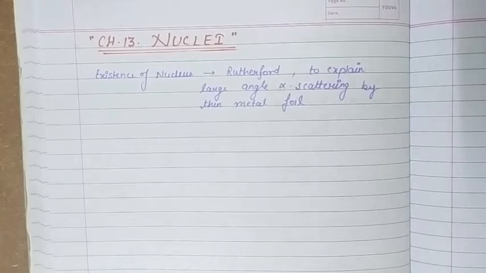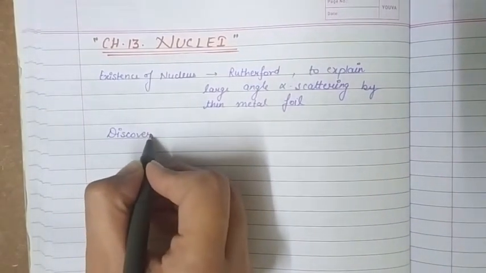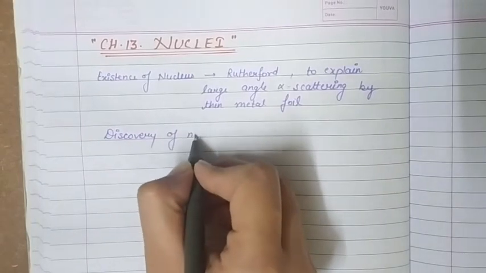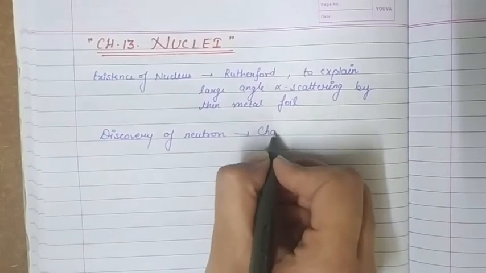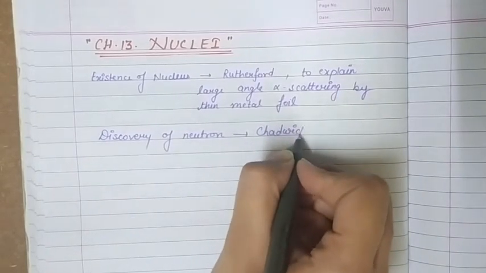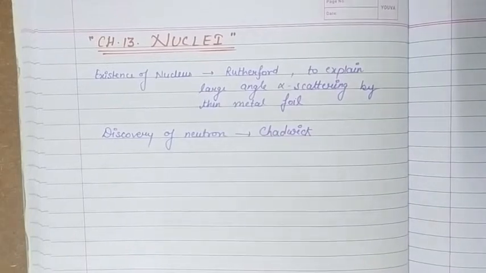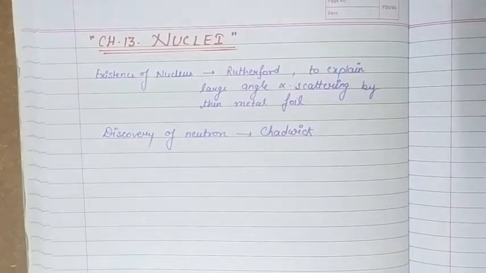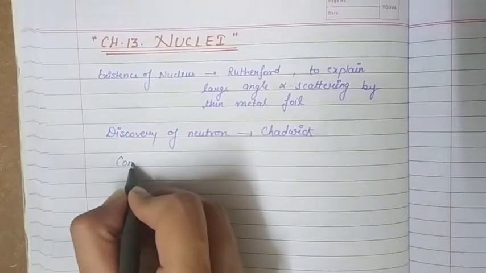After this, Chadwick discovered neutrons. So the discovery of neutrons was done by Chadwick. After the discovery of neutron by Chadwick, Heisenberg proposed the proton-neutron hypothesis in 1932, which gave us the composition of nucleus.